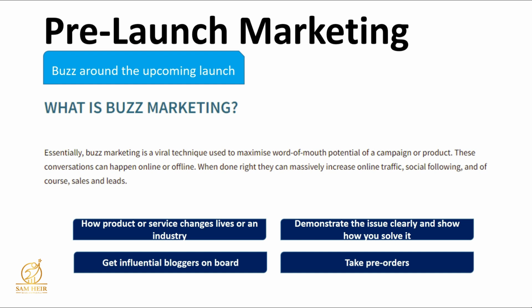So the first one would be how a product or service changes life or an industry. The second, demonstrate the issues clearly and show how you solve them. The third one is get influencer bloggers on board. And the fourth one would be take pre-orders. So the first one, how a product or service changes lives or an industry. You should be able to explain how your product or your service is going to change things. Like earlier, I mentioned in the previous slide that you should be able to market it.